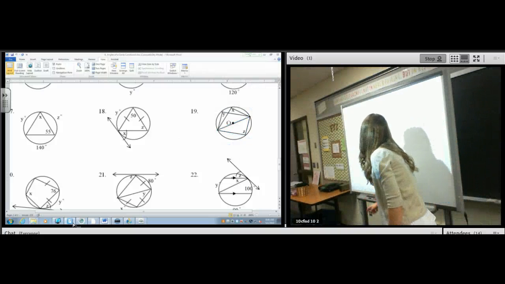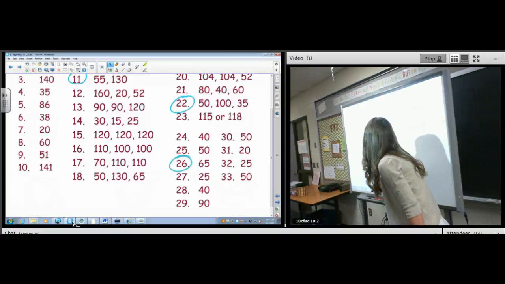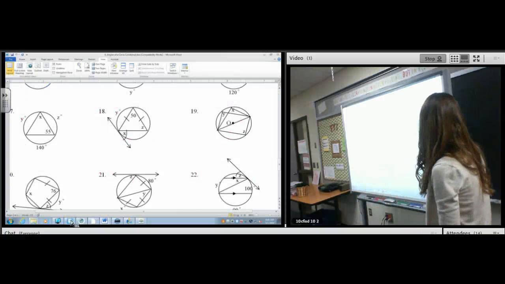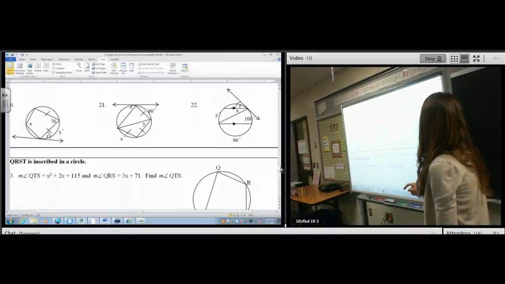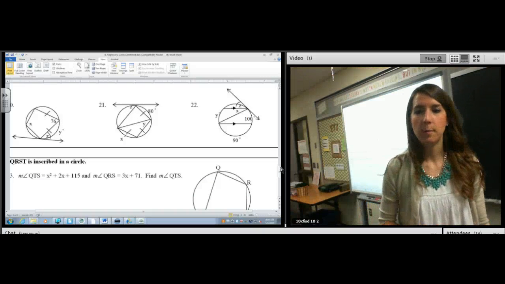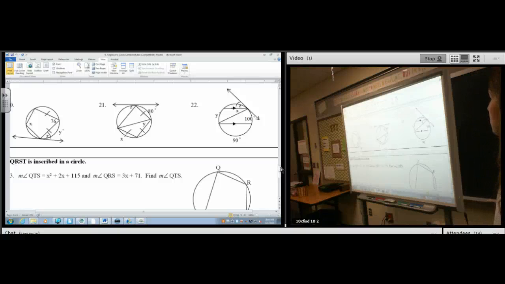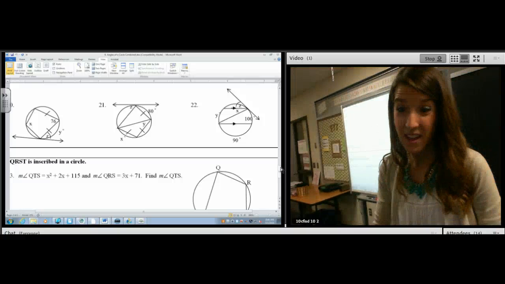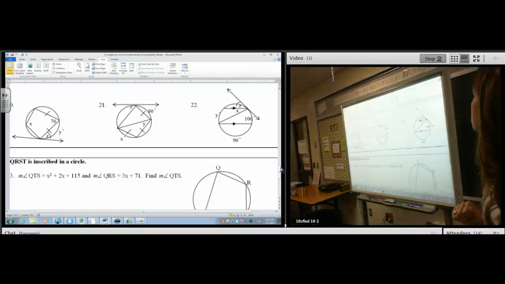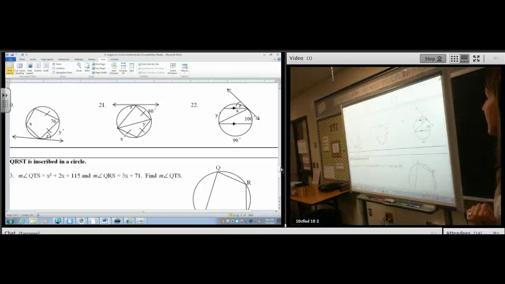They're all good questions. 22, and then 26. 22. Lots of stuff going on, but it's not going to be too bad. Let's find what we want to find first. Ooh, we've got some parallel lines. That's what those arrows mean. So we're probably going to use that.